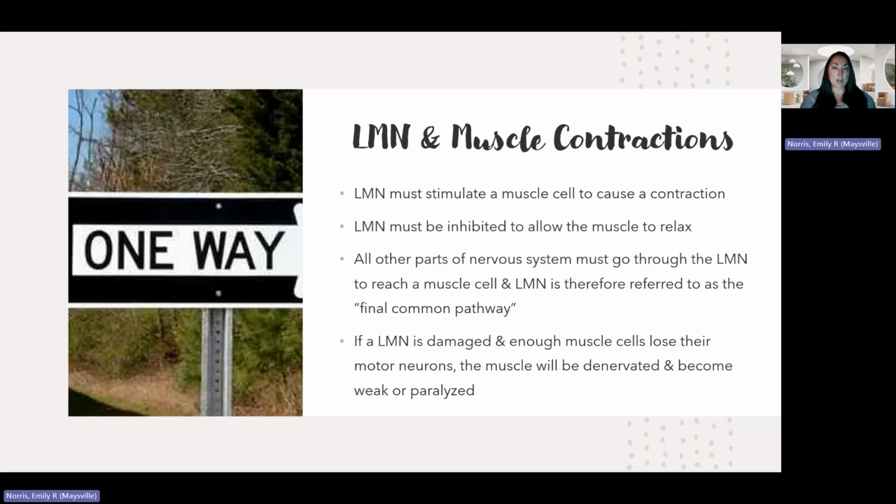If the lower motor neuron is damaged and enough muscle cells lose their motor neurons, then the muscle will be denervated. We call it denervated. And so it becomes weak or paralyzed. It cannot move. The lower motor neuron is the only way to reach a muscle to cause that contraction.